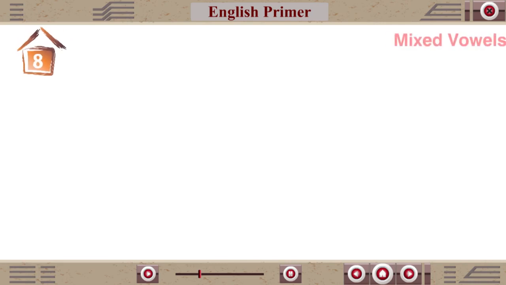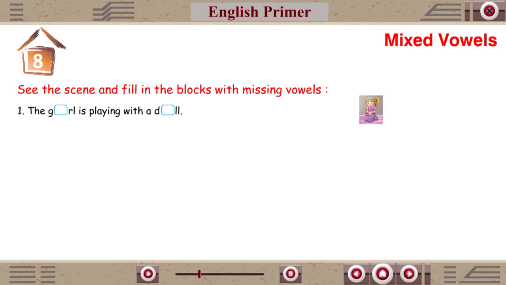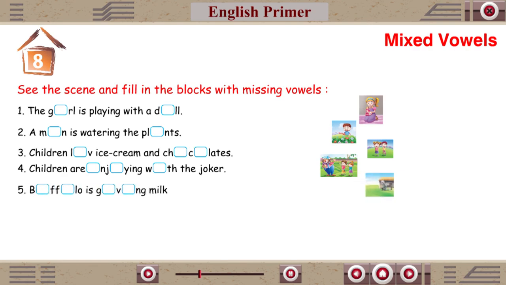Chapter 8. Mixed vowels. See the scene and fill in the blocks with missing vowels. 1. The girl is playing with a doll. 2. A man is watering the plants. 3. Children love ice cream and chocolates. 4. Children are enjoying with the joker. 5. Buffalo is giving milk.